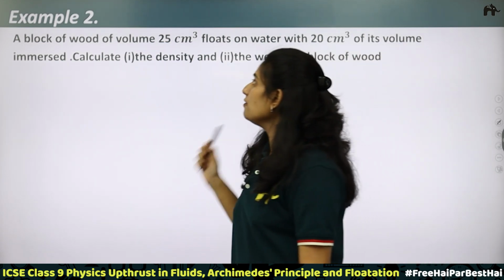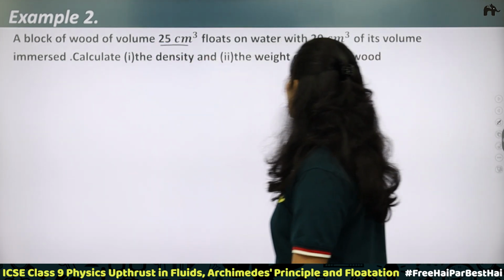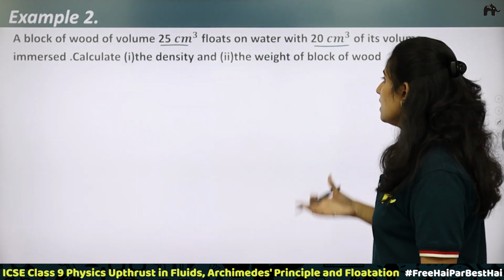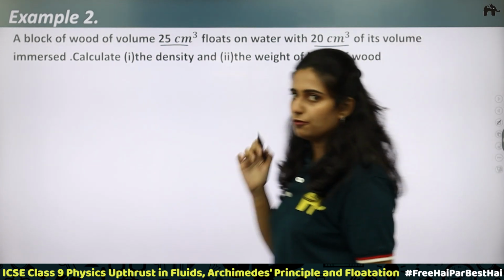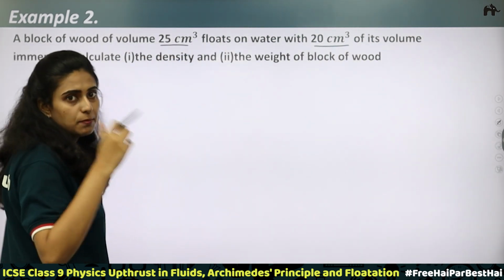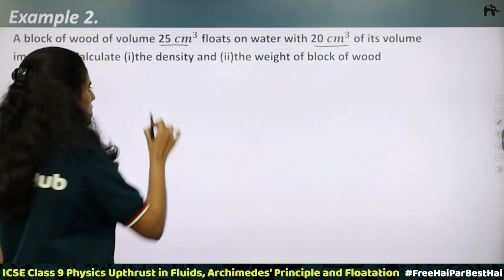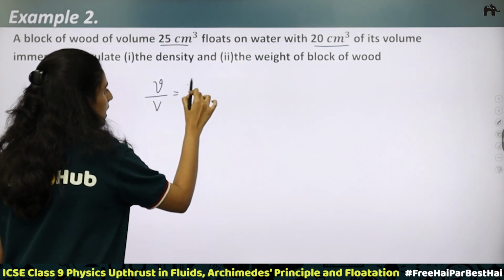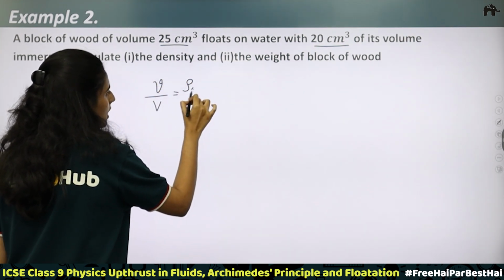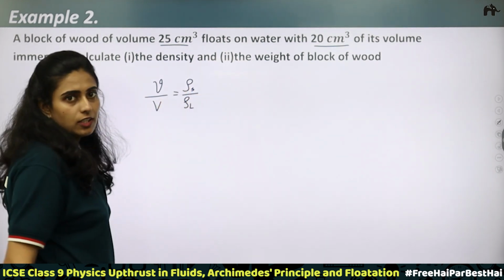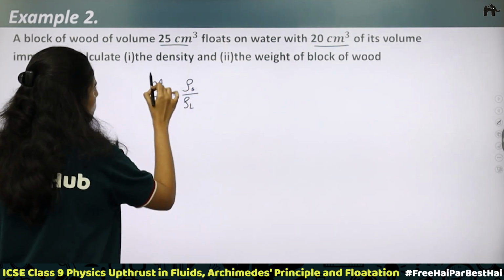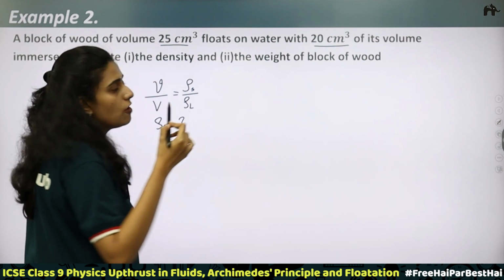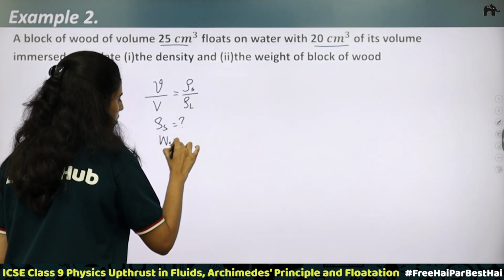Second example: a block of wood of volume 25 centimeter cube floats on water with 20 centimeter cube of its volume immersed. Calculate the density and the weight of the block of wood. Here we have the principle of flotation. According to the principle of flotation, the volume immersed divided by total volume of the body will be equal to density of the body divided by density of liquid. Here we have to calculate the density of the body, and then the weight of the block.